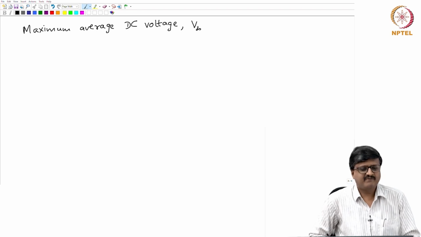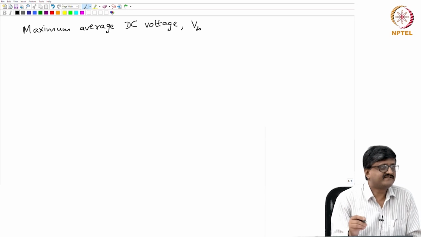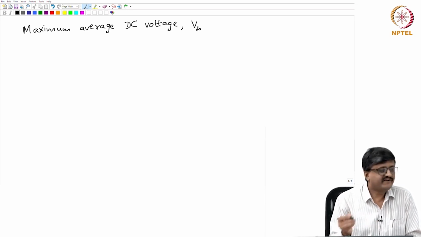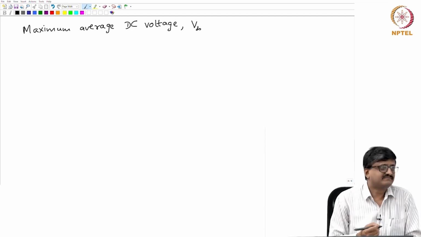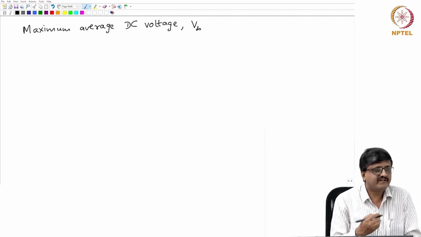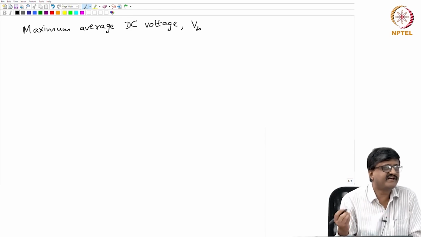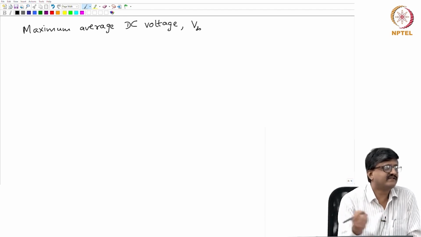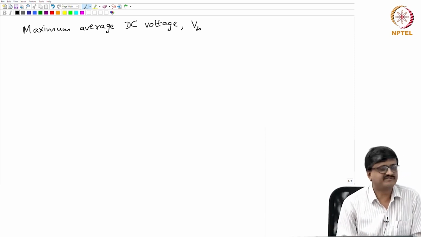Now, why is the adjective maximum coming here? So, we are using a thyristor. Depending on the firing angle of the thyristor, we get different average DC voltages. Now, when do we get the maximum? When the thyristor acts as if it is a diode. That means, if I give continuous gate current, then the thyristor behaves as if it is a diode. So, then I get the maximum average DC voltage.